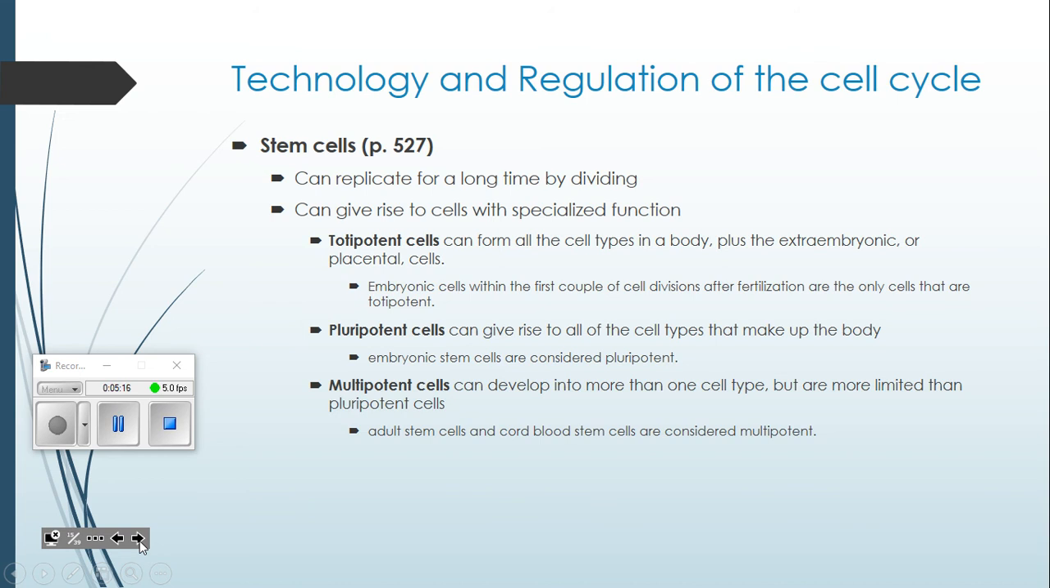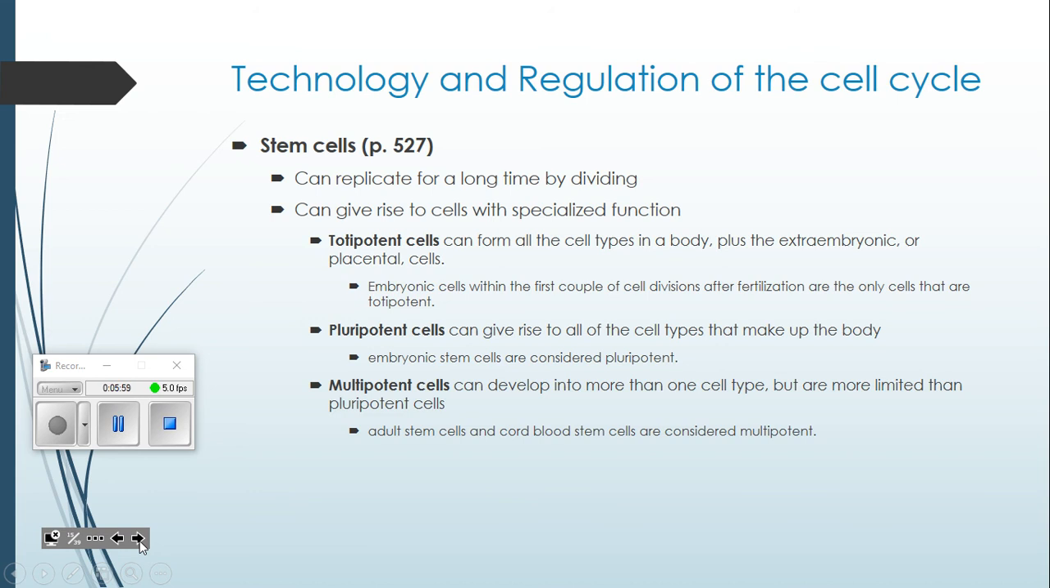Now, there are 3 different types of stem cells. One of them is called a totipotent cell. These ones can form all the cells in a human body, plus any extra embryonic. So extra means beyond. So any cells that go beyond or around the embryo. So if you know even just a little bit about babies, you probably know they grow inside of an amniotic sac, for example. That would be an example of an extra embryonic cell. The cells that go around the embryo and support it.